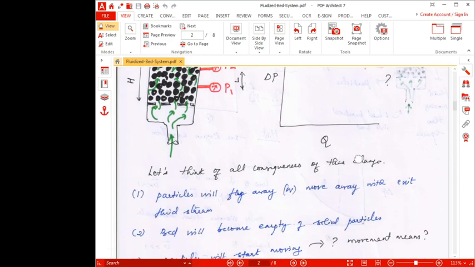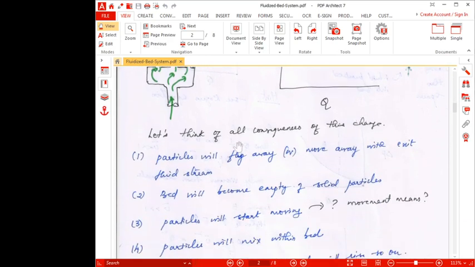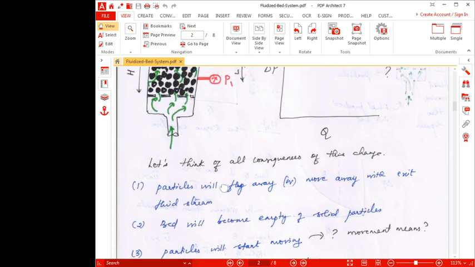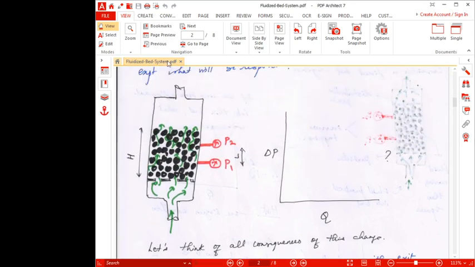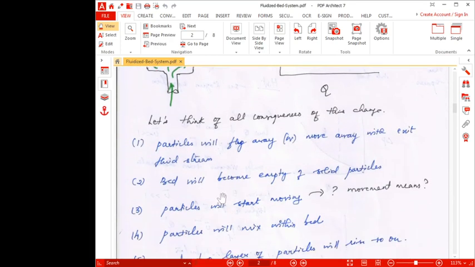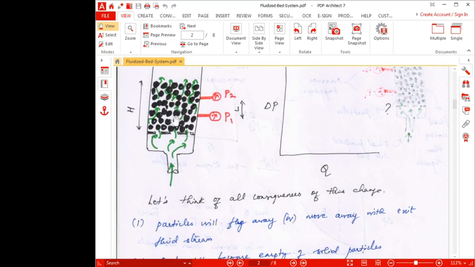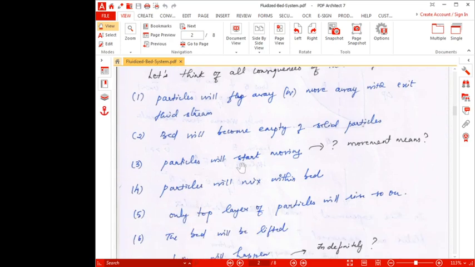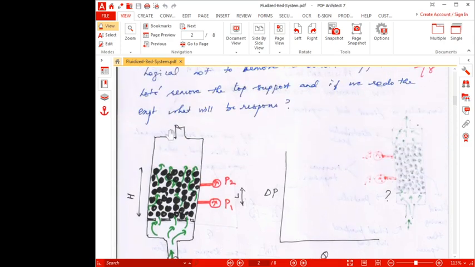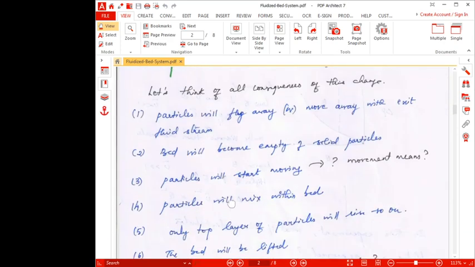Now I'm sure that some people would have said the particles will fly away, will get carried with the fluid stream. Some will say the bed will get emptied of solid particles, all of it will go off. Some might even say that the particles will start mixing among themselves because now they are not held up between the plates. Now what do you mean by particles start moving? Do you mean moving out of this, or just moving here and there? That also you should think.